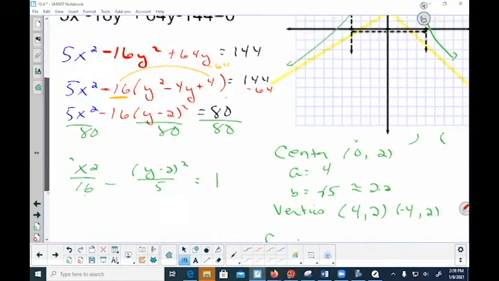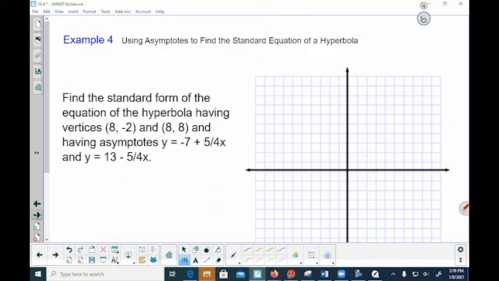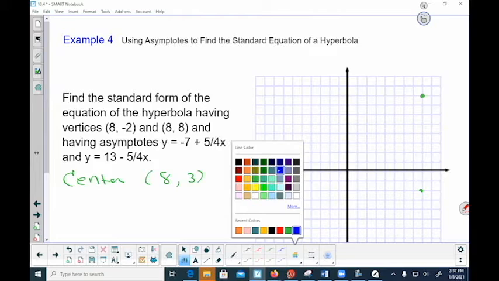So now I'm moving on to number 4. Number 4 says use asymptotes to find the standard equation of a hyperbola. So I have this graph here in case I need it. I might need it, I might not, but I'm going to plot what I know. So I know that I have vertices at 8, -2, and then I have another vertex at 8, 8. So based on that information, I know that my center is going to be the midpoint of those two. So my center is going to be 8, 3. So I'm going to go ahead and plot that center now.